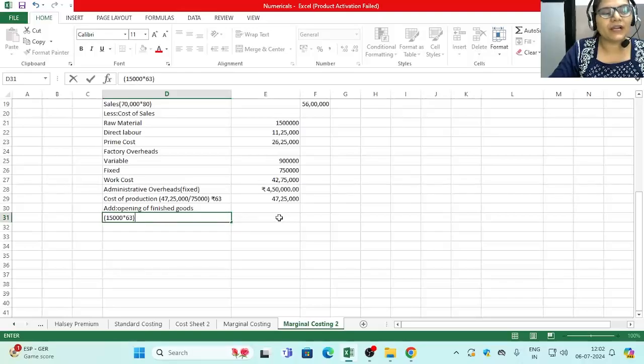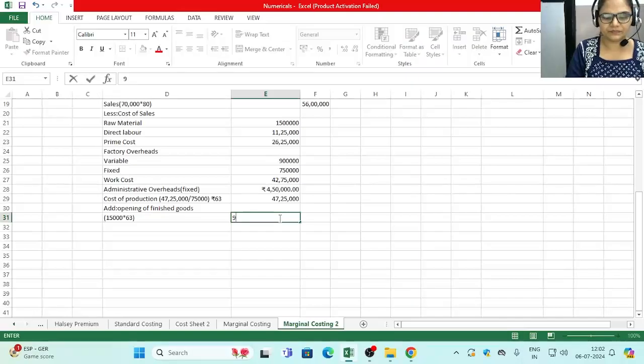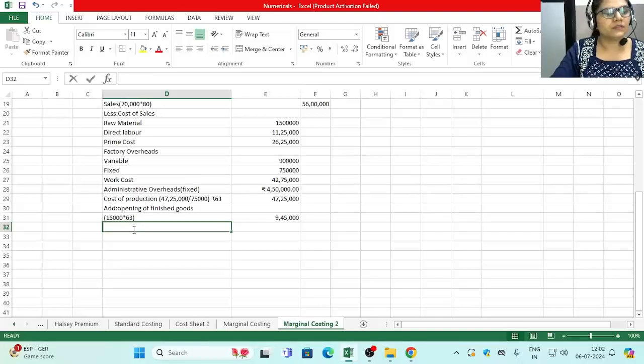We will get the value of 9,45,000. Now we will deduct less closing stock of finished goods.